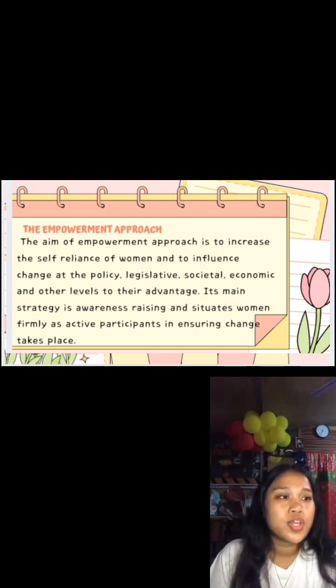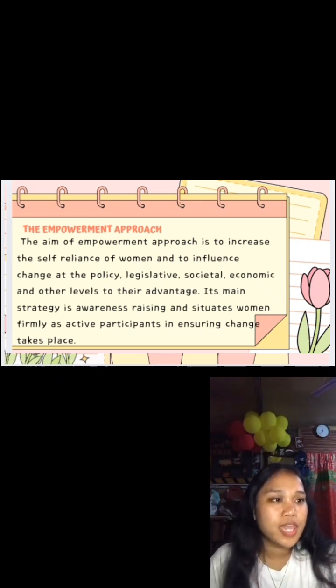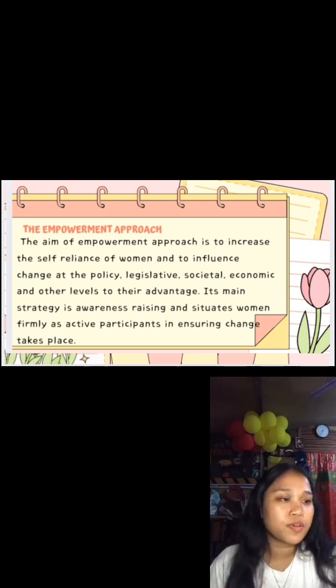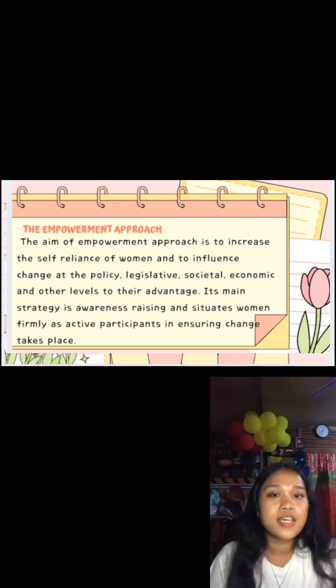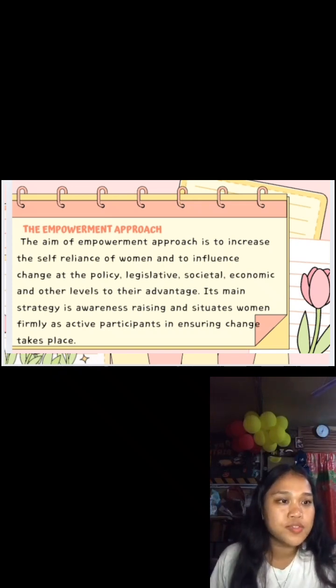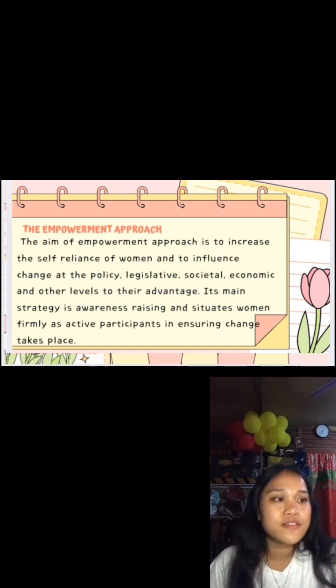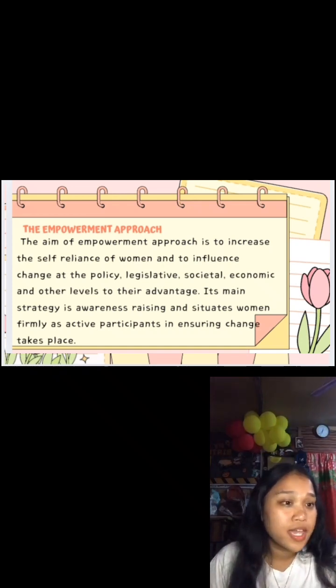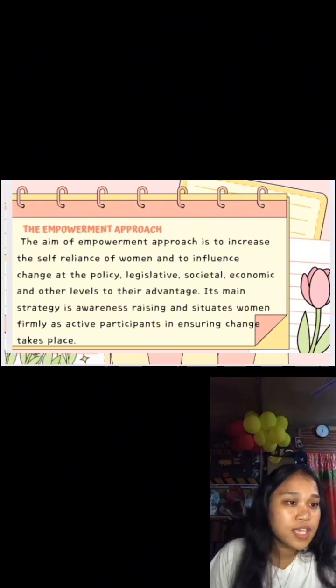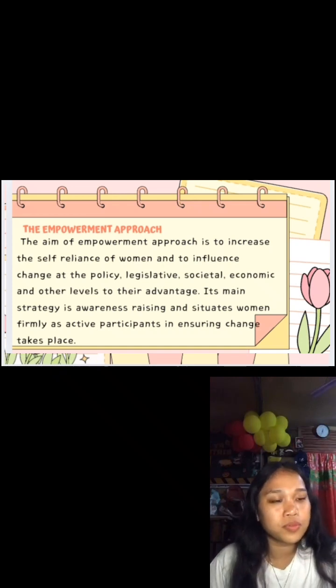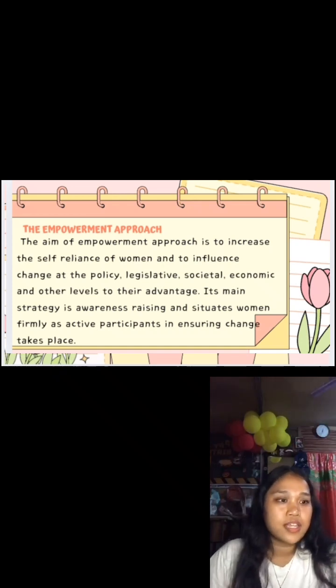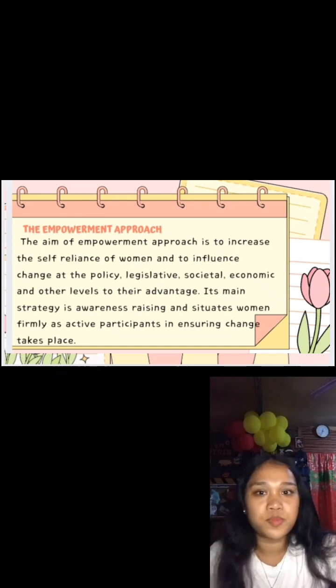And lastly, we have the empowerment approach. So the aim of the empowerment approach is to increase the self-reliance of women and to influence change at the policy, legislative, societal, economic, and other levels to their advantage. Its main strategy is awareness raising and situates women firmly as active participants in ensuring change takes place.